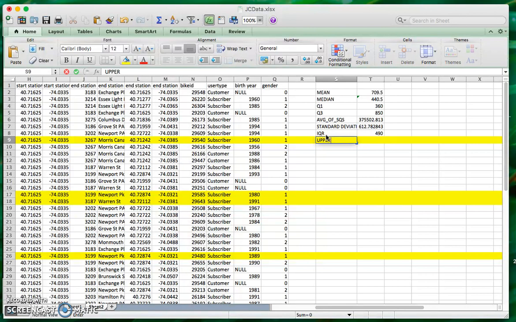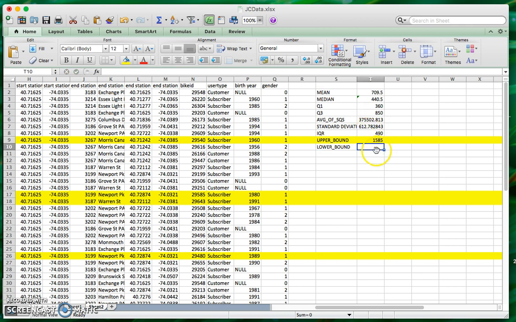And now our upper bound is just going to be Q3. So again, I'm going to use equal signs. I'm going to say, okay, I want the values in Q3, and then I want to add to it, I'm going to put it in parentheses just to be certain, 1.5 times the IQR.